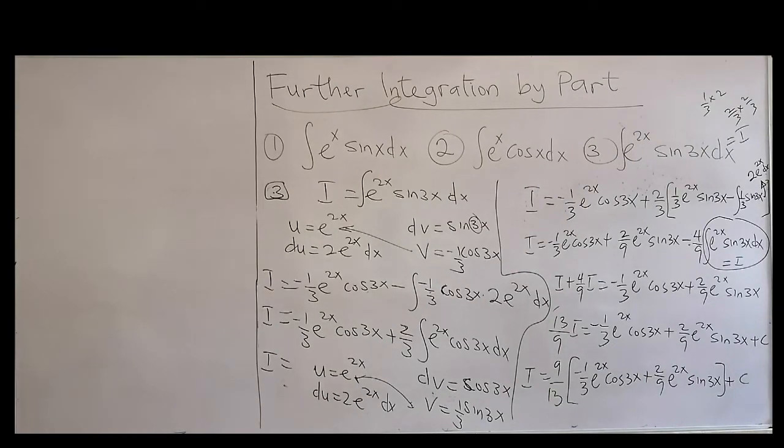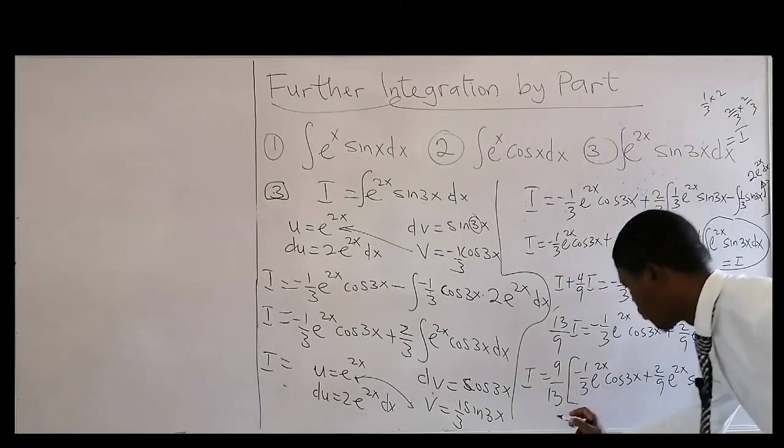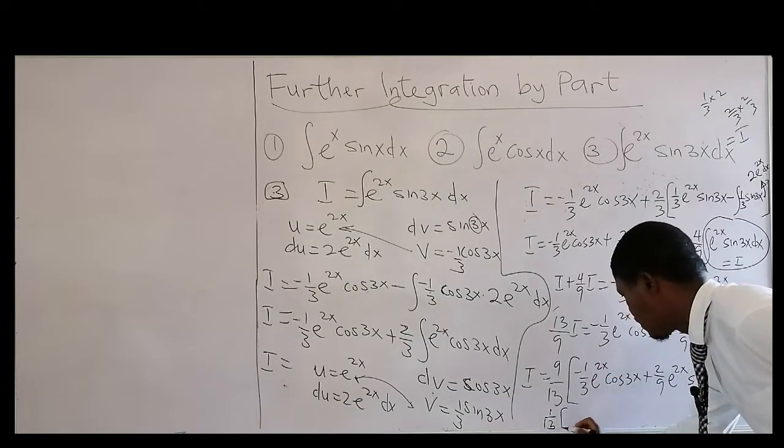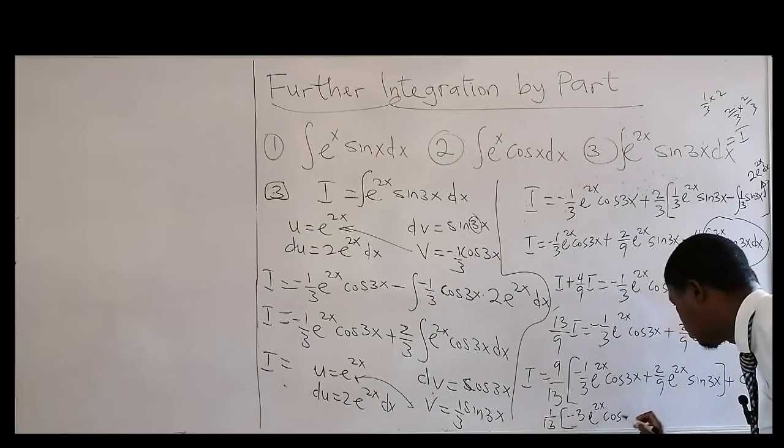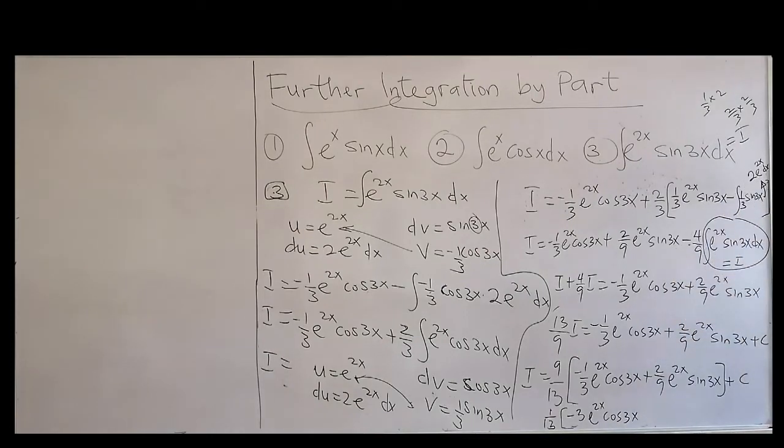You can do the analysis. If you do the analysis, 9 can go in, so that will be equal to 1 over 13 here into brackets minus 3 e2x cos 3x. Okay, 9 is also coming in here, so it cancels. So we have plus 2 here, plus 2 e2x sine 3x plus c. So that's that on that question, and that is the end of that.